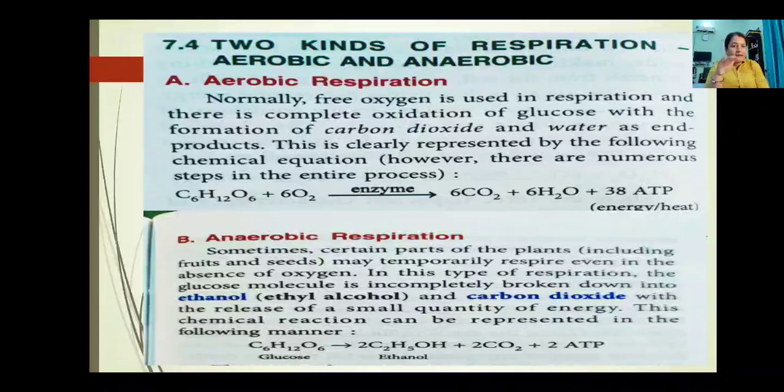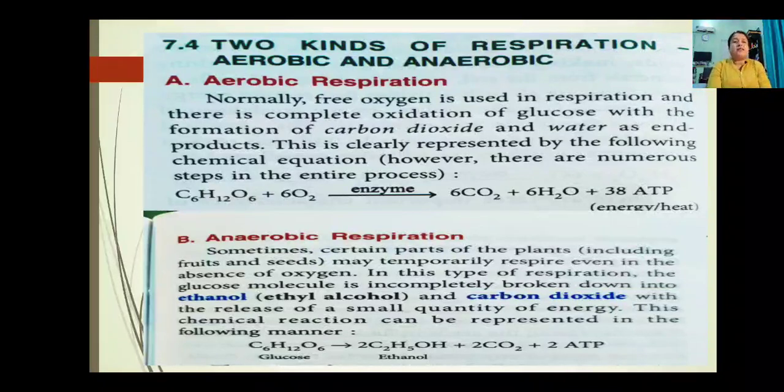Once again, the glucose oxidizes in the presence of enzymes and gives out carbon dioxide, water vapor and 38 ATP. ATP is actually the form of energy, which is also in the form of heat. Now let me tell you the definition of ATP. What is it? Adenosine triphosphate. When energy is produced in our body or in plants, that energy form is the currency, in the form of ATP, adenosine triphosphate.